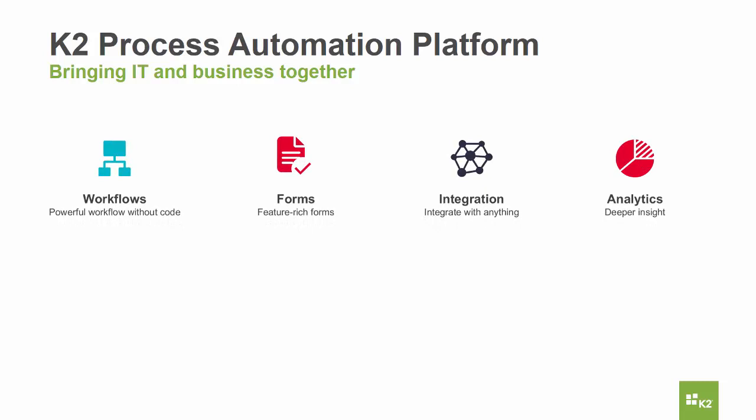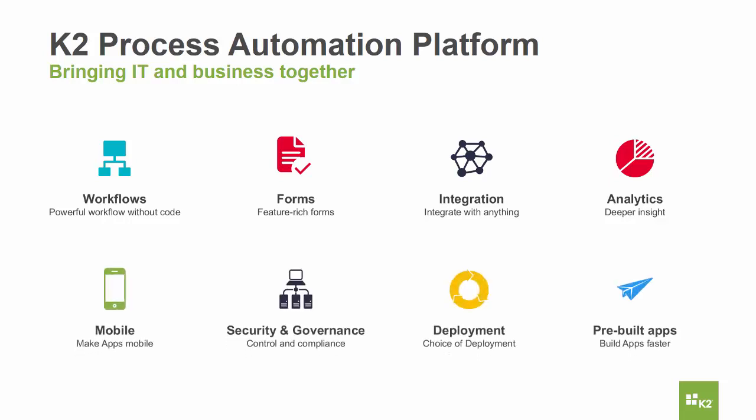Right, so how do we bring this all together? When you look at the core automation platform from K2, it's really about automating those processes, creating electronic forms, and then integrating with those different systems and getting those deeper analytics that we mentioned. But we want to go beyond that, right? Taking those core pillars and really being able to take those solutions to mobile.